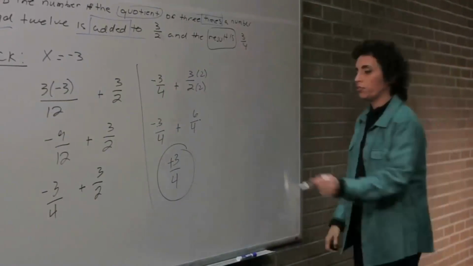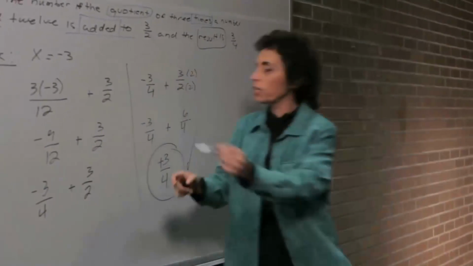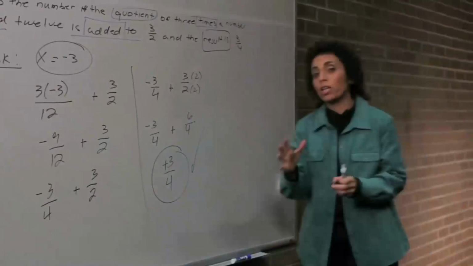So there's your 3/4. That's why I check. All right, so that's it. We're good. Our answer is -3. Great problem. All right, we're going to go to a really cool problem next.